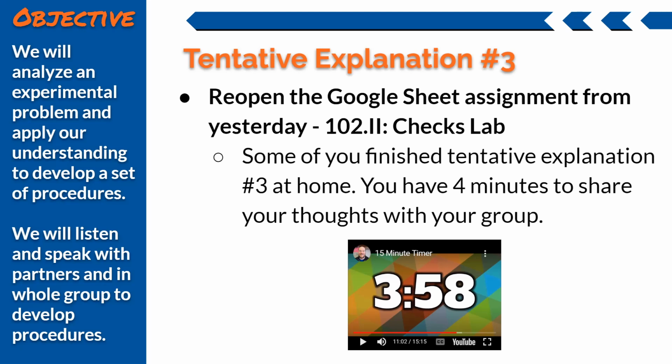Some of you finished your tentative explanation number 3 in class yesterday, but some of you did not. Hopefully you did that at home like I suggested, but I'm going to give you a few minutes, 4 minutes specifically, to either finish that tentative explanation number 3 if you haven't yet, and you can have a quick discussion with your group so that you guys can type in your tentative explanation number 3. Again, make sure you have that done before we move on. So you have 4 minutes to discuss with your group.